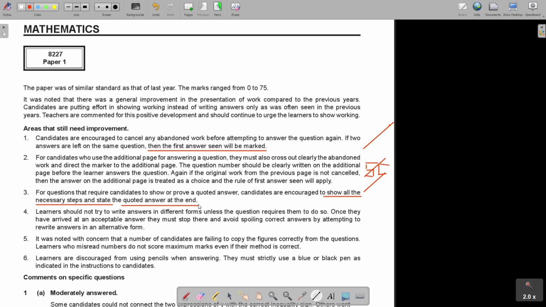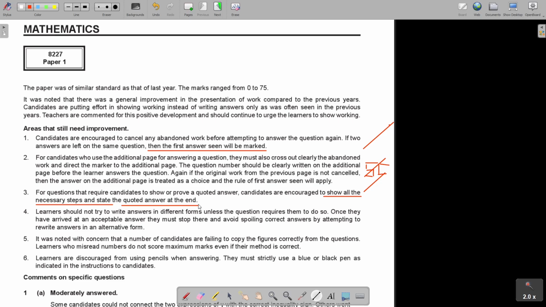Don't start with the quoted answer. End with the quoted answer. Okay, so show that. End with that. Learners should not try to write answers in different forms unless the question required them to do so. Once they have arrived at an acceptable answer, they must stop there and avoid spoiling correct answers by attempting to rewrite the answer in an alternative form, especially with vectors.